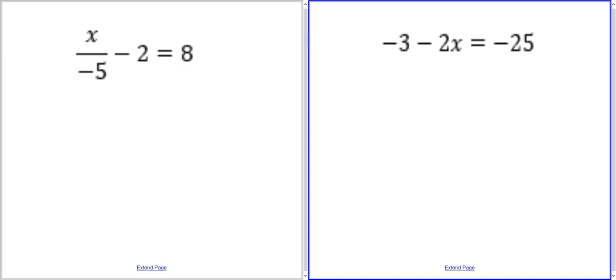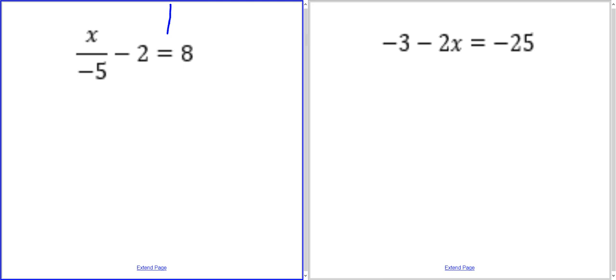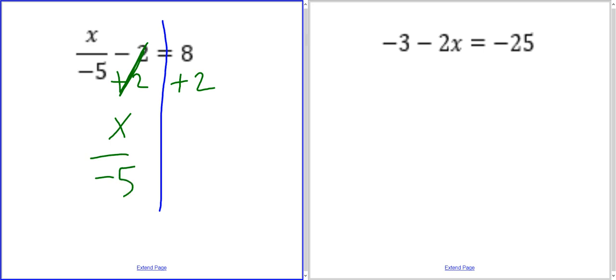In this one, next example, I have x divided by negative 5 minus 2 equals 8. So again, draw the line down the middle of the equal sign. And to solve this one, first you need to undo the addition subtraction. So notice I have subtraction by 2. I'm subtracting 2. So I'm going to add 2 to both sides. So plus 2, plus 2. So that gets rid of the 2. This is x divided by negative 5 equals 10.